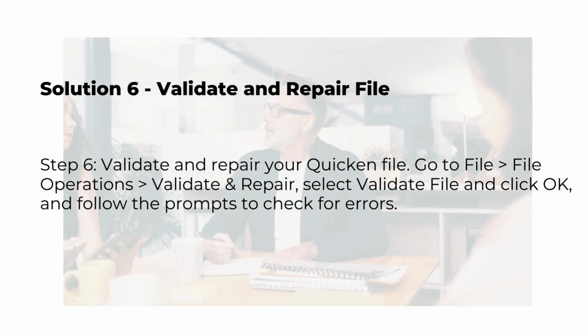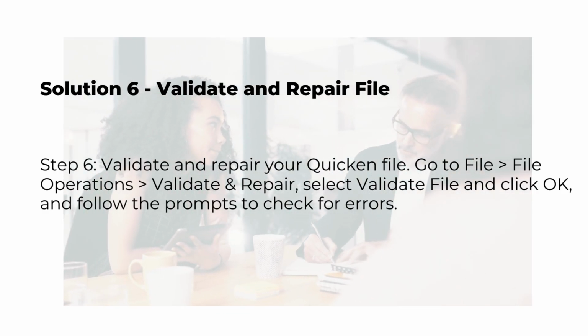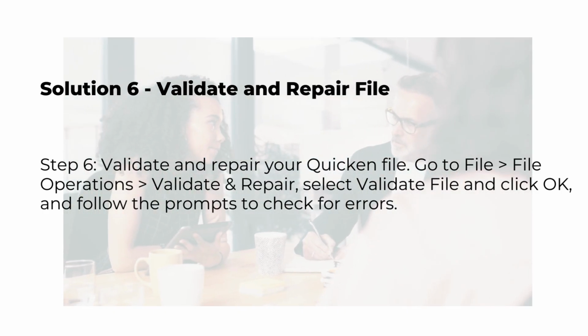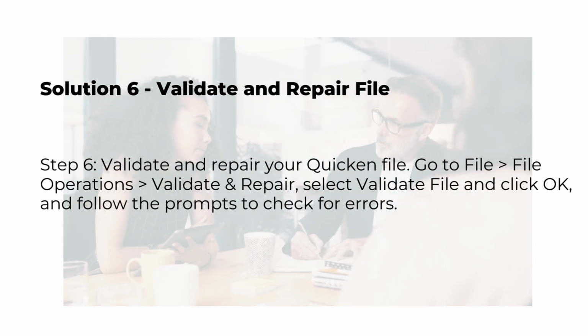Solution 6. Validate and repair file. Step 6. Validate and repair your Quicken file. Go to File, File Operations, Validate and Repair. Select Validate File and click OK, and follow the prompts to check for errors.